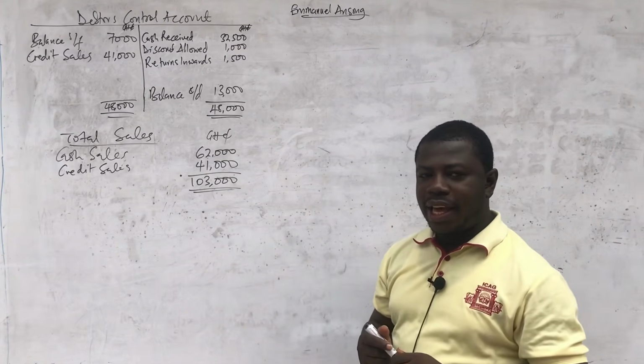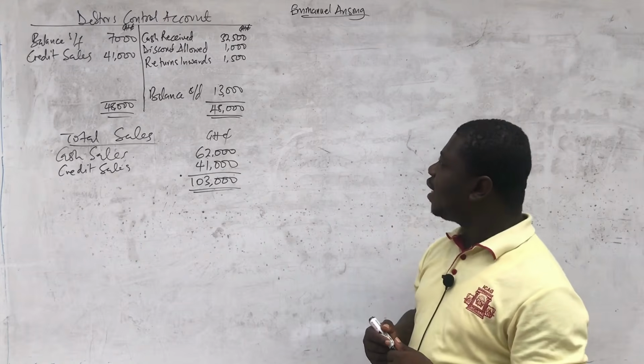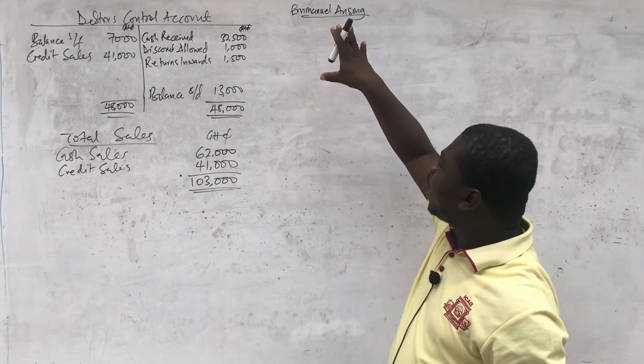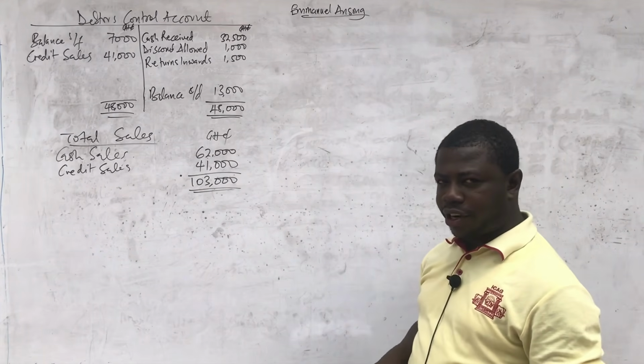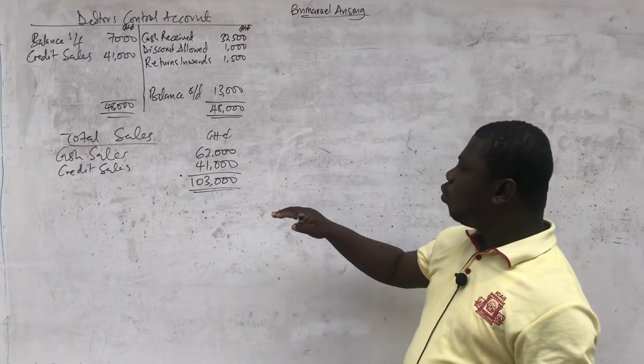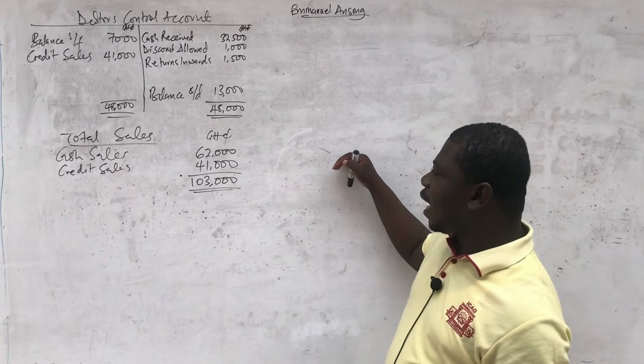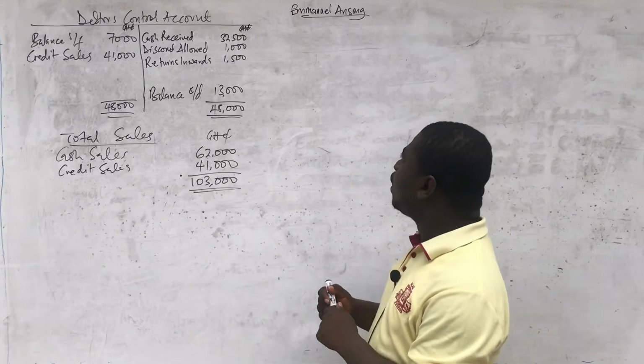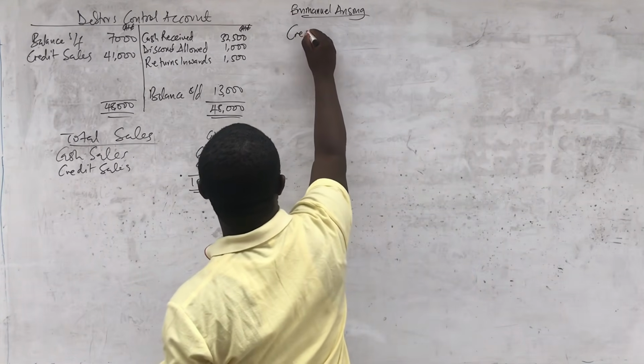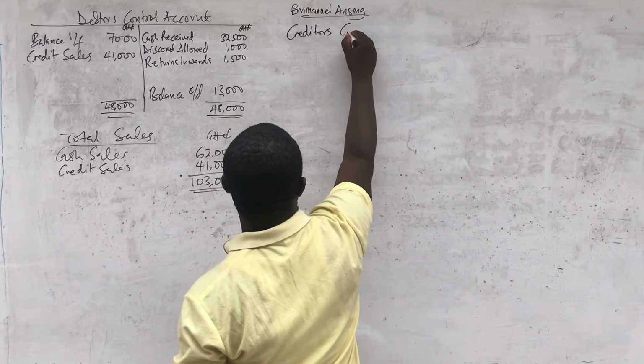We are going to now establish our figure for purchases. And that one too, we have to prepare a creditors control account to find the credit purchases. And then afterwards, we look through the cash book to see if there were any cash purchases and add that, just like we've done here. And so we are going to prepare the creditors control account for Emmanuel Anson.